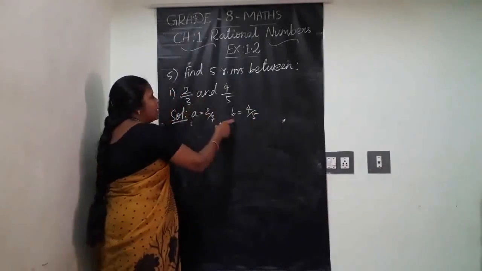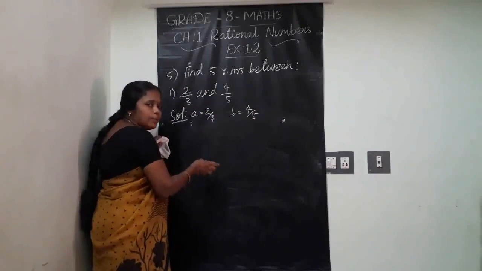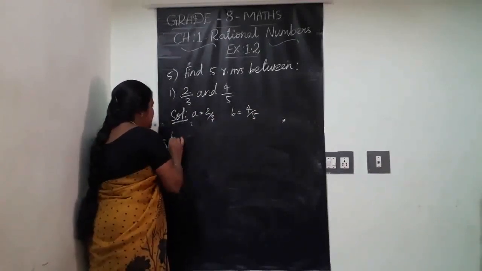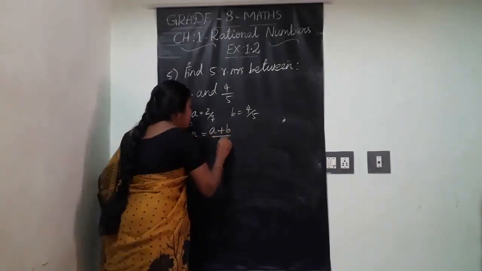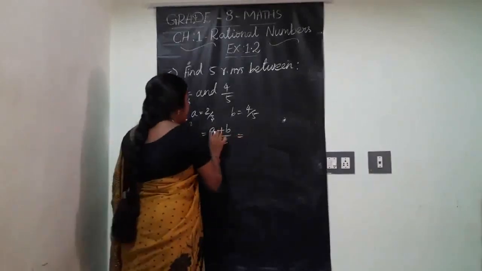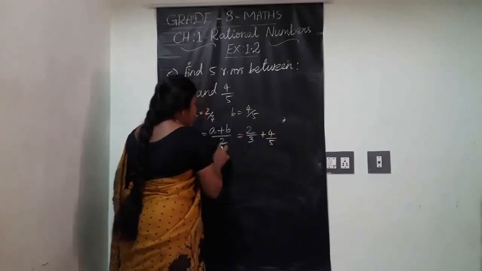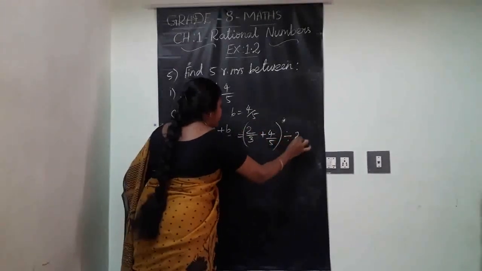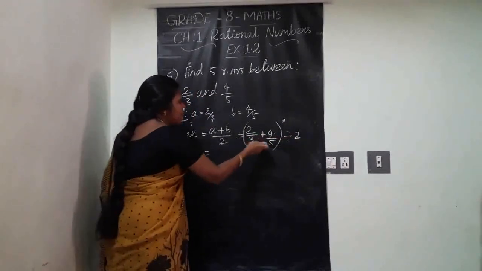Okay. So here a value is 2/3, b value is 4/5. In between a and b, I have to take numbers, so which formula can I use? The mean formula. What is that? Nothing but average. A plus b by 2. Clear? Here a value is 2/3, b value is 4/5, divided by 2. Clear? Addition of unlike fractions.